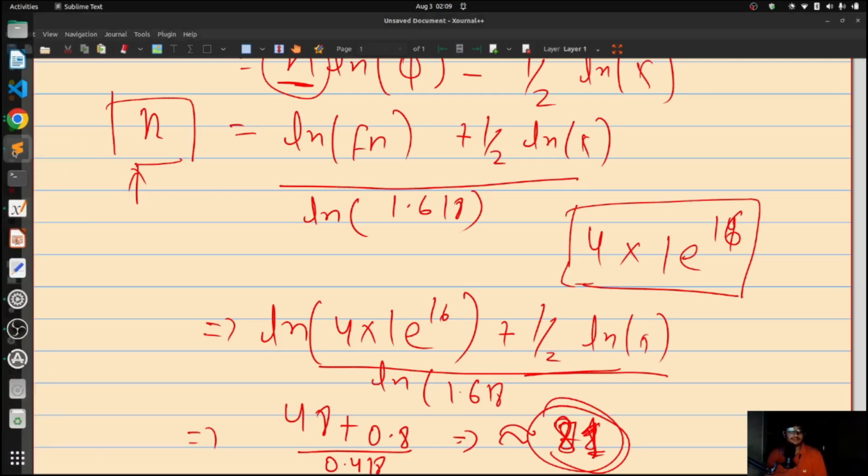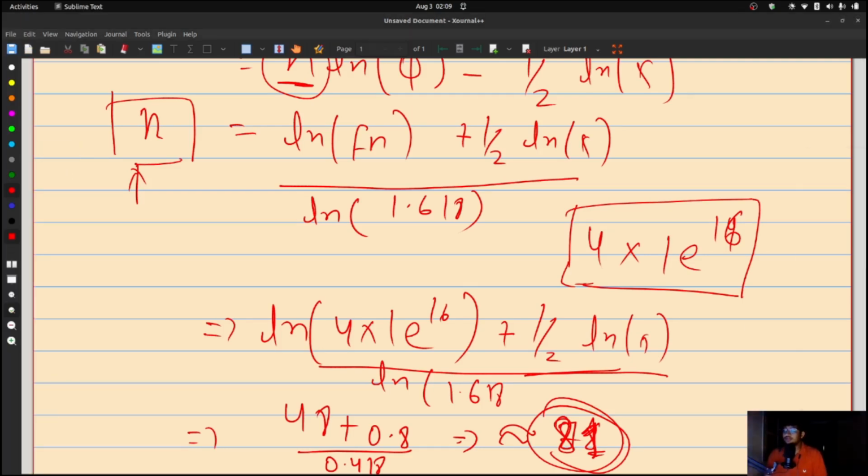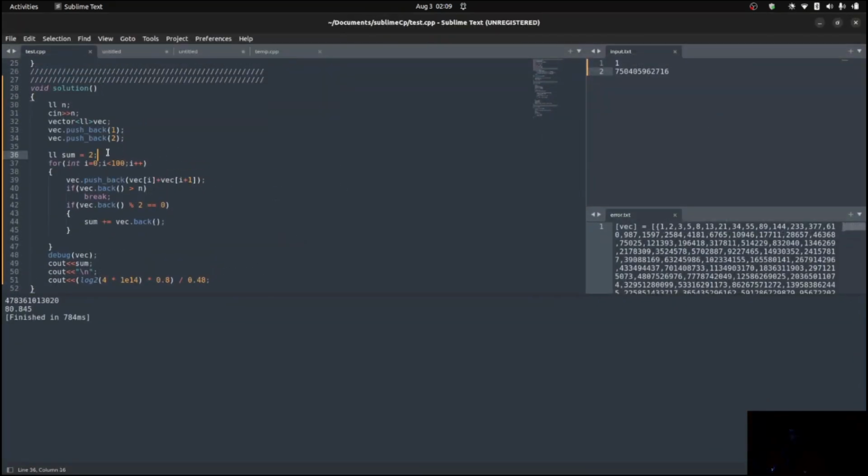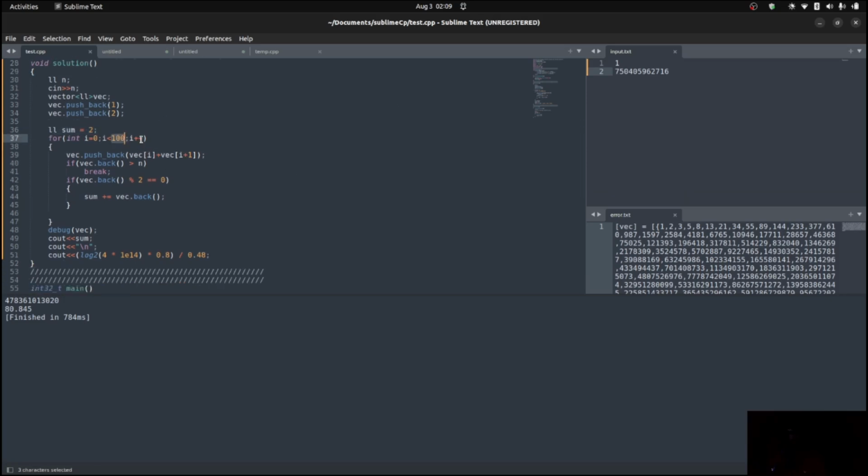So let me show you my code. If you see, I have taken my sum as 2, since we have a default even value in our array, that is 2. Now I have taken n as 100. Sorry, I've taken the total number of iterations as 100. You can see that the max number of iterations I'm going to do is 100.